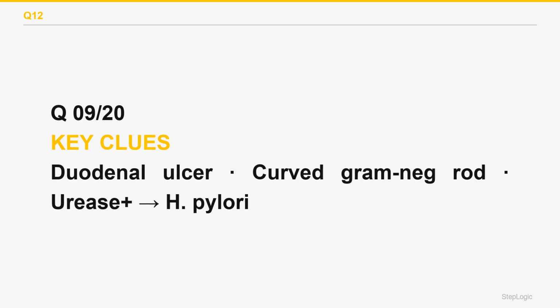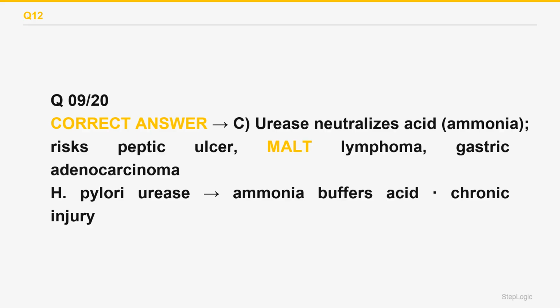By damaging the mucosal barrier, H. pylori causes chronic gastritis and peptic ulcers, both duodenal and gastric. The correct answer is C. The feared long-term complications are the high yield point.